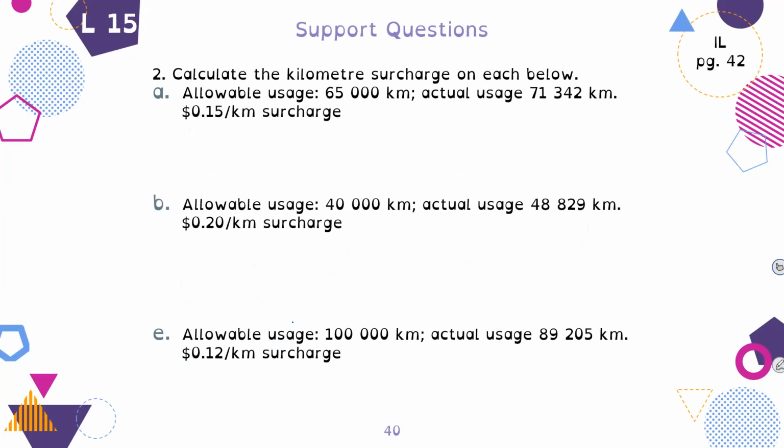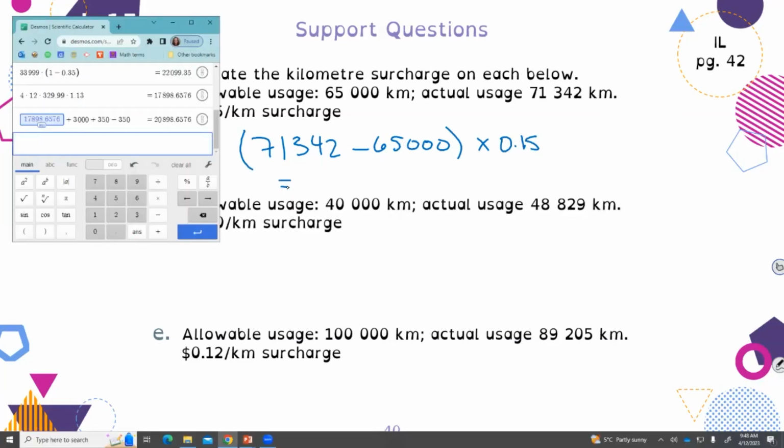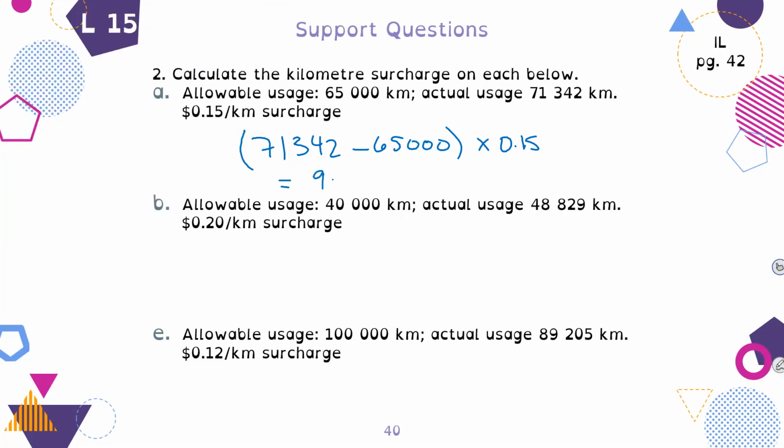So number 2, calculate the kilometer surcharge on each below. You are allowed to have 65,000 kilometers. You actually use 71,342 kilometers. There's a 15 cents per kilometer surcharge. So what you need to do is figure out how many extra you drove. So you do 71,421 kilometers, take away 65,000 kilometers, and then we multiply that by 15 cents. Again, you can do this in 2 steps if you want to figure out how many kilometers you went over. Oops, I forgot a 0. So it's going to be $951.30. That's how you find the surcharge.